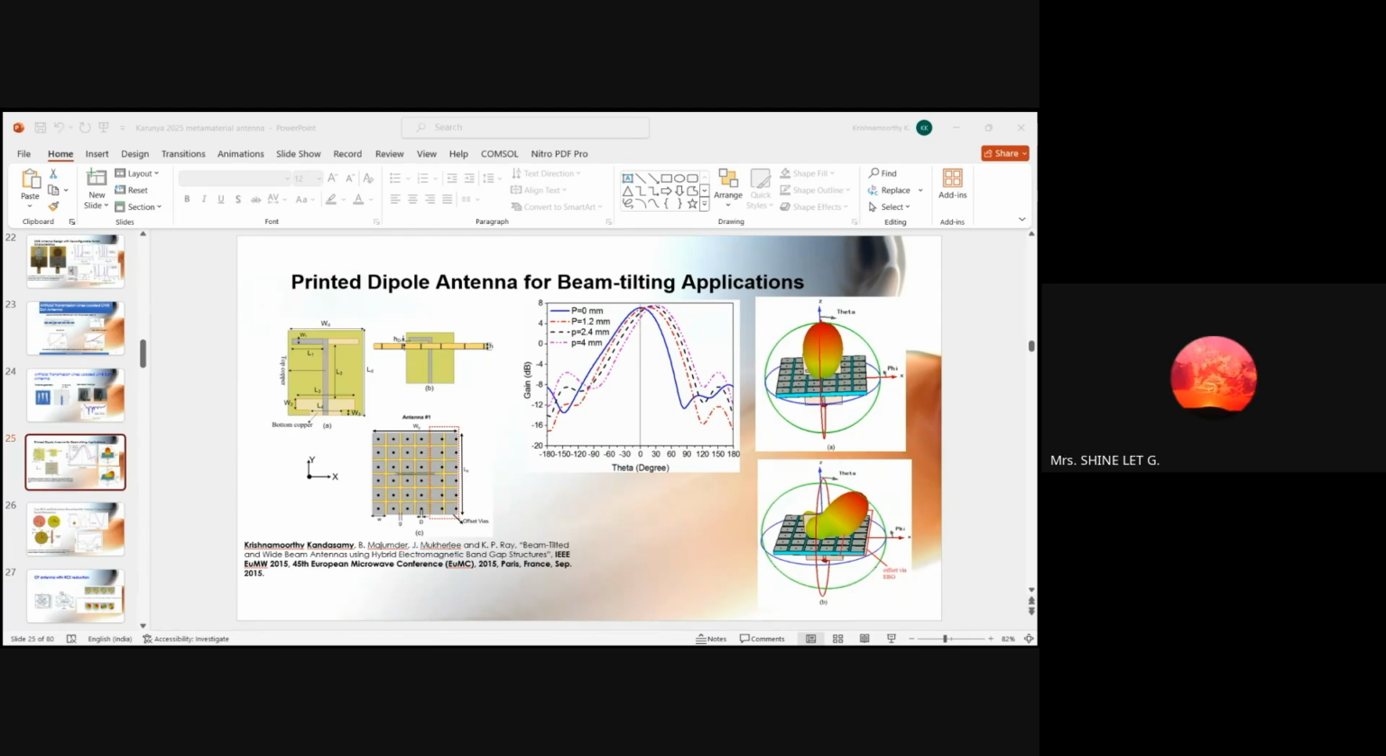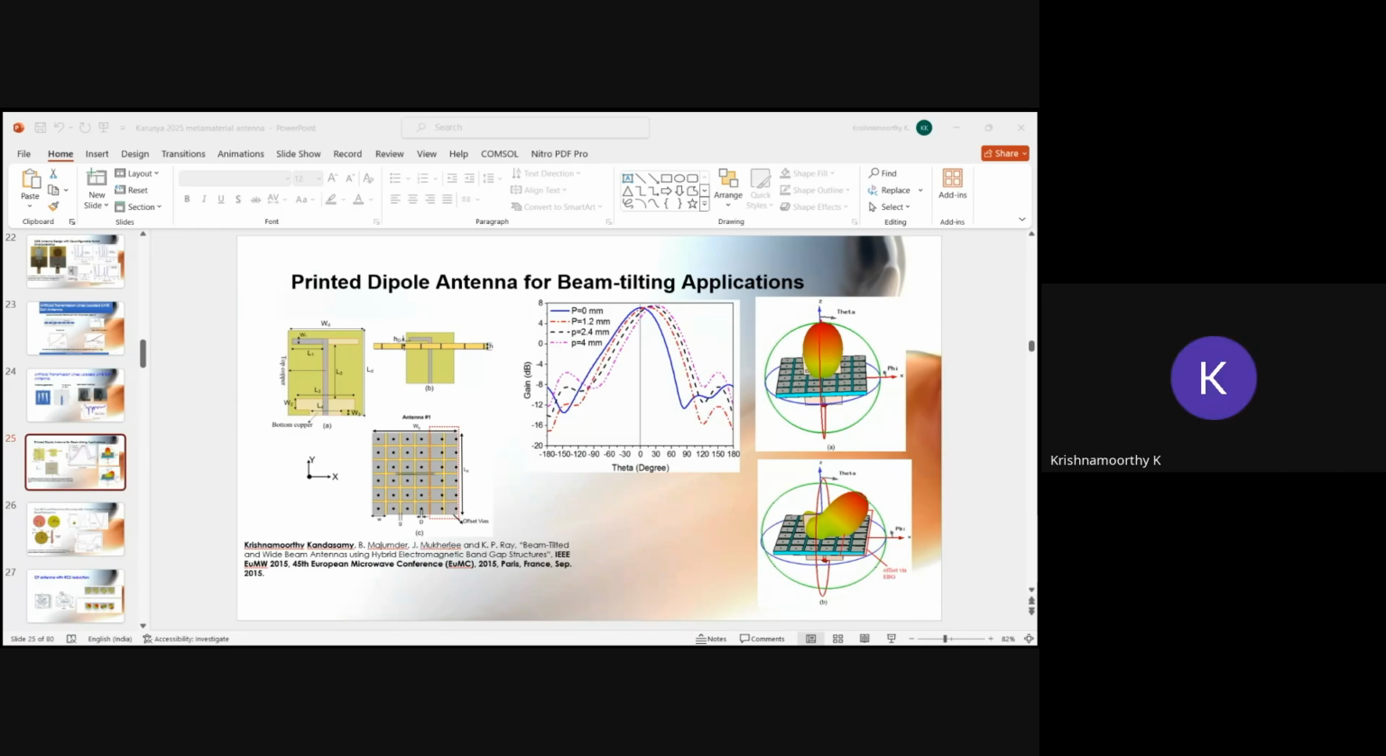Okay, sir. Thank you. Sir, one more query. Yeah. How to consider electrical length variation with respect to metamaterial structure? Yes, sir.